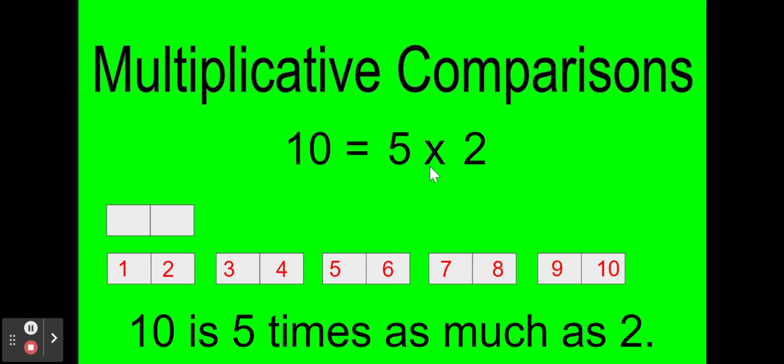5 is the next number. Then times means times as much as the next number, which is 2, which is my starting point, right? I started with a 2, and then I got 5 times that amount, and it turned into a 10. So that is how you write a multiplicative comparison. So it's a number sentence that matches the word sentence.